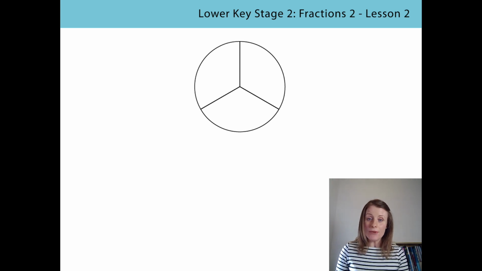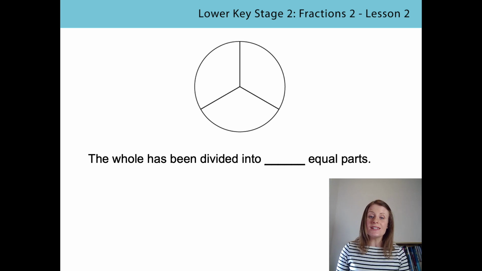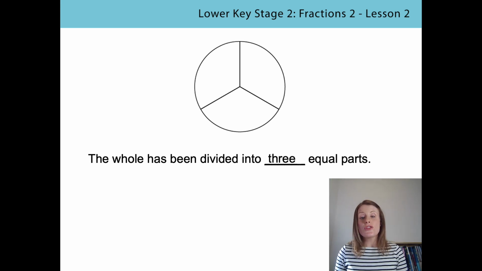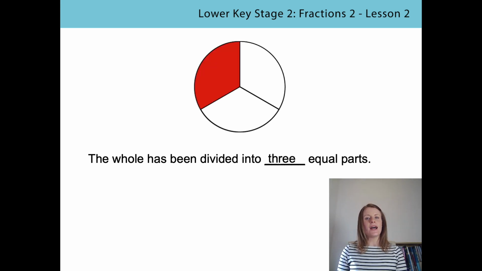Can you see? Count them. 1, 2, 3. Well done. So this is how my first stem sentence works. The whole has been divided into 3 equal parts. But look what happens now. I've shaded part of my whole. But how many parts? Can you see?